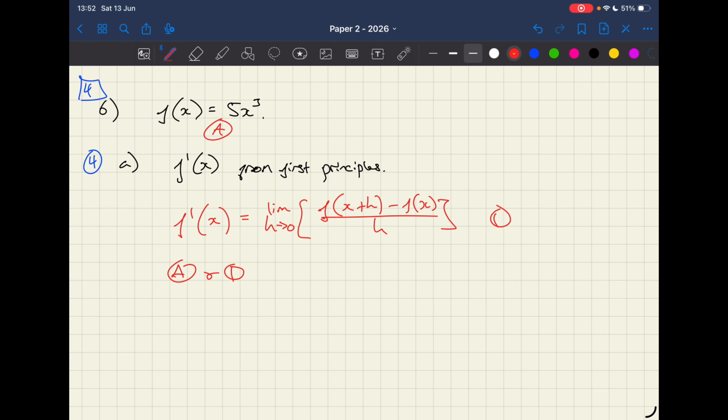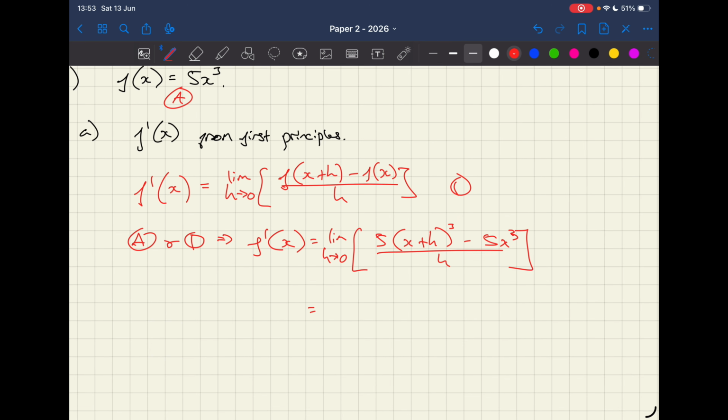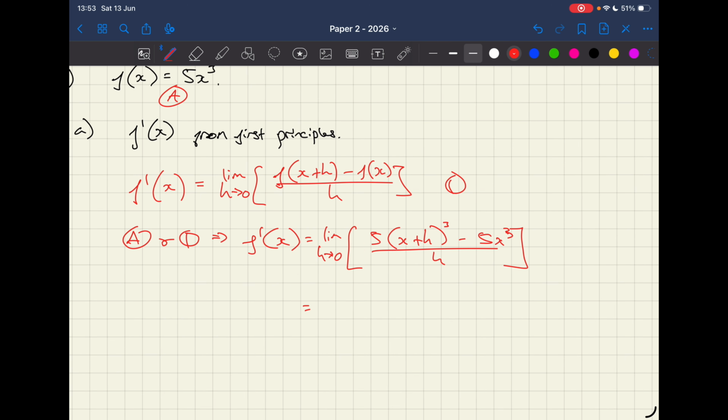Well, we're going to be able to find f dash of x, which is going to be the limit as h tends to 0 of f of x plus h. So the x, let's put an x plus h in there. It gets cubed, and then we times it by 5. We take away 5x cubed. That's all over h. Let's take the 5 out. The 5 is nothing to do with h, is it? So 5 can be factorized out. Don't need to deal with that.